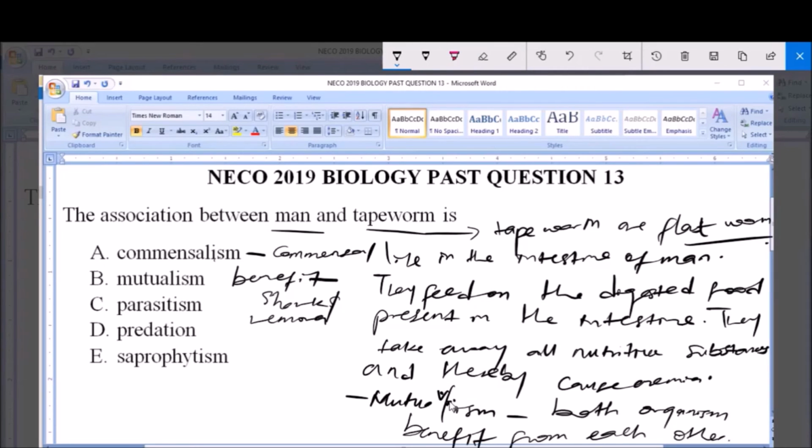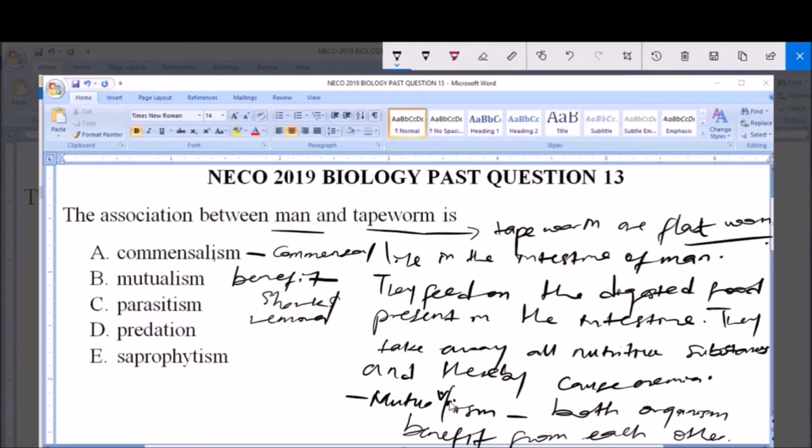And an example of mutualism is what you see in cattle and tick birds. Now, the tick bird feeds on the ticks on the body of the cattle, and also the cattle benefits by the ticks being taken away from their body, making them free from ticks. Now C says parasitism.